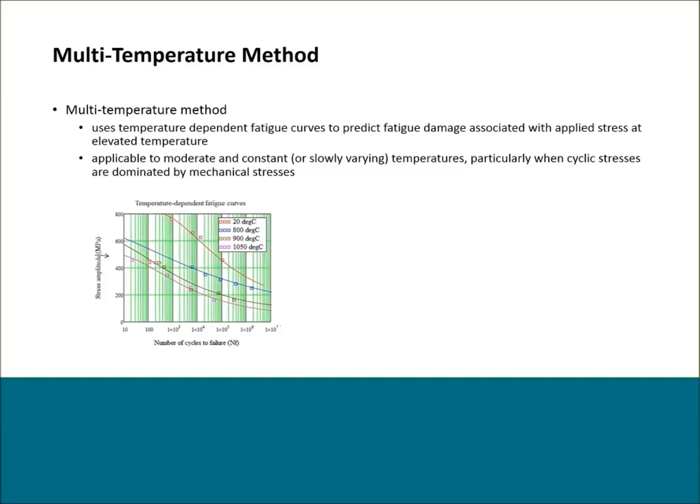The multi-temperature method is the simplest, most straightforward method. It just uses temperature-dependent fatigue curves to predict fatigue damage associated with applied stress at elevated temperature. As you see, these are classic SN curves at different temperatures. This approach is applicable to moderate and constant, or at least slowly varying temperatures, particularly when the cyclic stresses are dominated by mechanical stresses. So you have a component that's seeing moderate stress, moderate temperatures, maybe some thermally induced stresses, but they're not changing rapidly, and mechanical stresses that are primarily caused by pressure or loading. This method is applicable and will work fine.